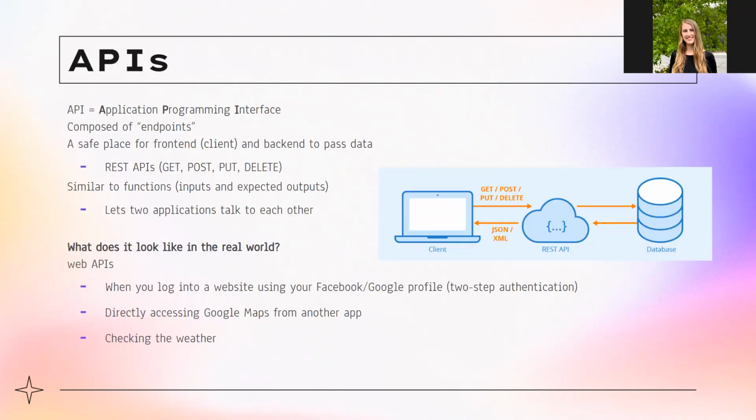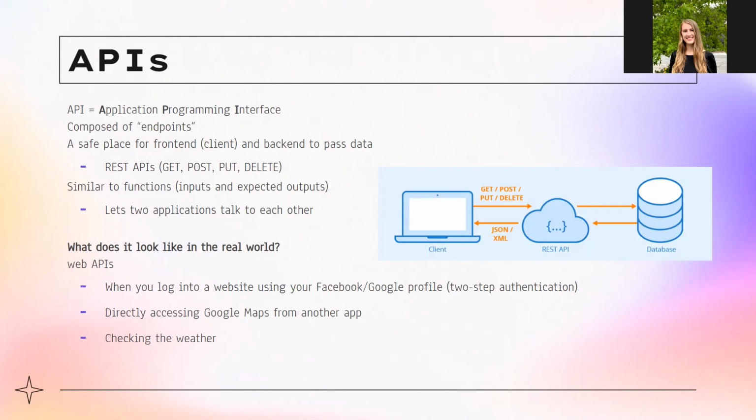All right. So next big piece of code that a lot of people use are APIs. APIs stand for Application Programming Interface, and they're kind of a safe place for front end and back end to pass data. Or in our case, it's a way for our client to retrieve data from an external third-party application and display it on their end. They also use REST APIs, which is very similar to the CRUD operations that Emily just mentioned. All you really need to know is that they just let two applications talk to each other.